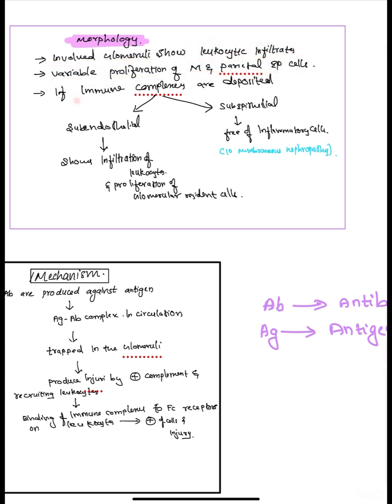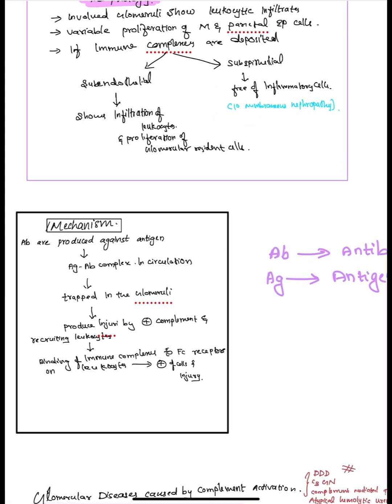If the immune complexes are deposited, because of the antigen antibody reaction, in the subendothelial or subepithelial surface: if deposited on the subendothelial surface, it shows infiltration of leukocytes and proliferation of the glomerular resident cells. If deposited on the subepithelial surface, it is free of inflammation. Example, primary membranous nephropathy. That is all about morphology.